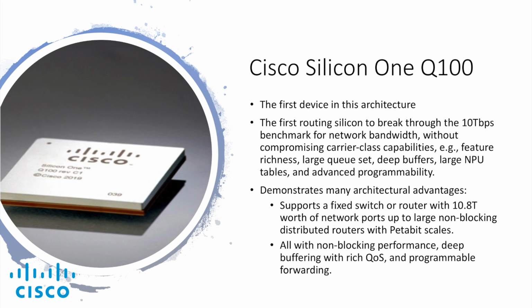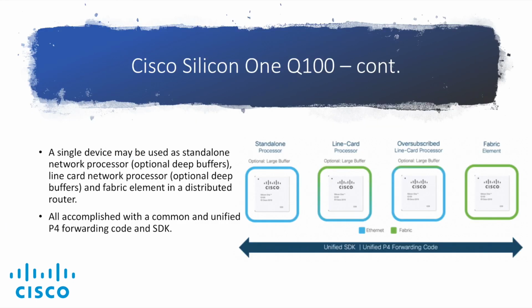It doesn't compromise capability, features, etc. I think it's great. And I think that it demonstrates many of the architectural targets that we had. It's one device that supports a fixed switch or a fixed router, and it scales up to a distributed router with a petabit scale. We can see here that the device can be used as a standalone processor, as a line card processor, as a fabric element, all with optional deep buffers.